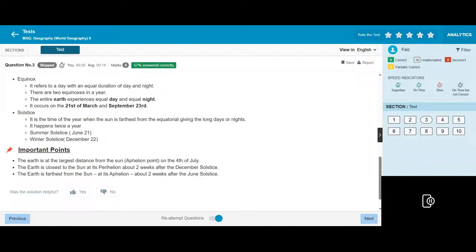Solstice. It is the time of the year when the sun is farthest from the equator, giving the longest days or nights. It happens twice a year. Summer solstice is in June, winter solstice in December. The Earth is at its largest distance from the sun at the aphelion point on the 4th of July. The Earth is closest to the sun at perihelion, about 2 weeks after the December solstice. The Earth is farthest from the sun at aphelion, about 2 weeks after the June solstice.